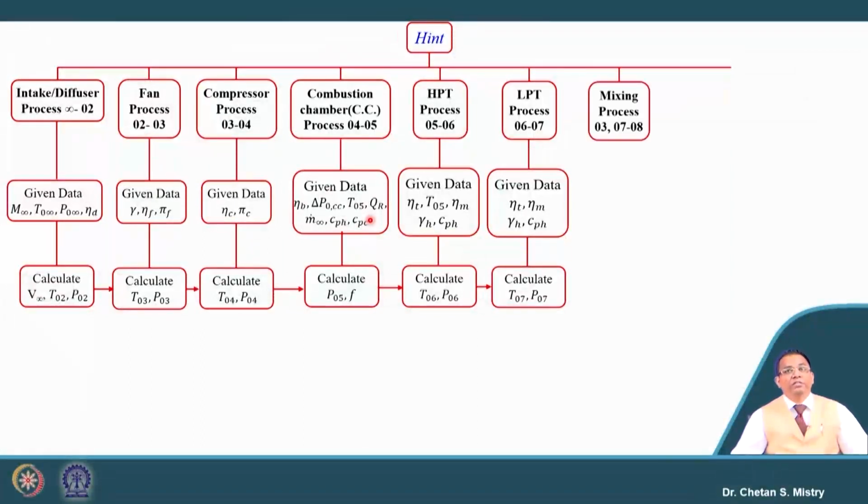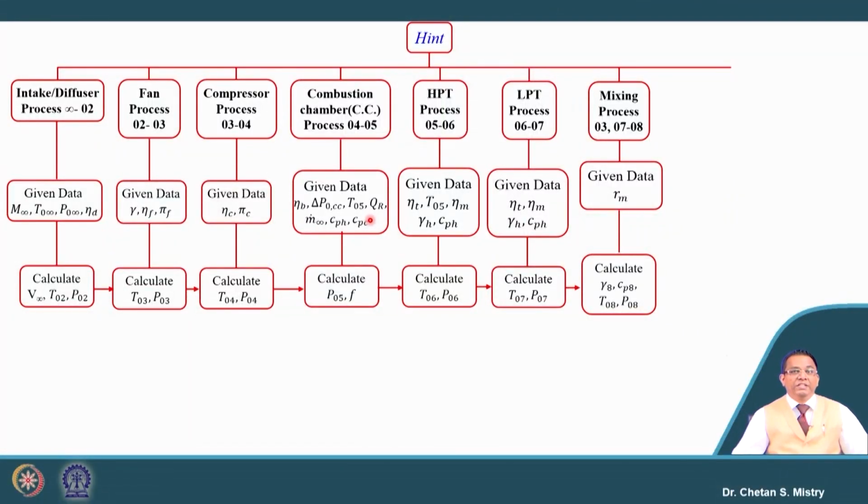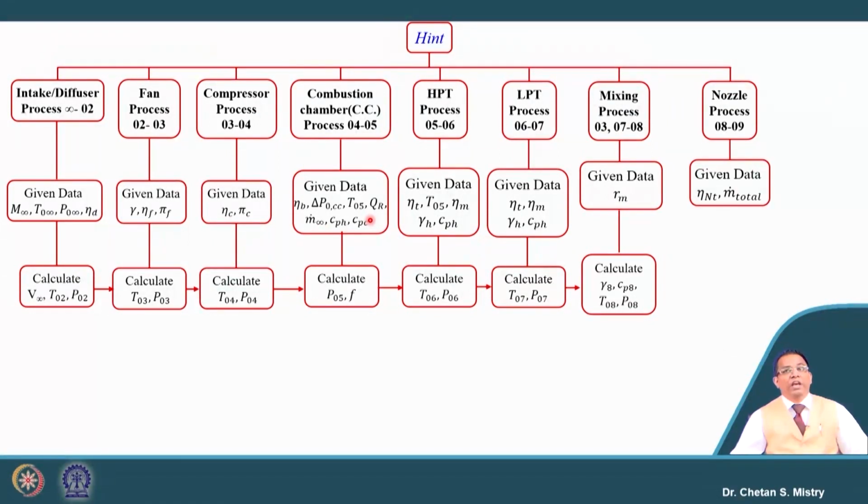Now, here we have our component to be mixing. So, we can say mixing chamber or mixing process. For that, this mixing ratio is given to us, and based on that we can calculate what will be the exit temperature and exit pressure from this mixing chamber. Once we have all this information, we can do our calculation for the nozzle.